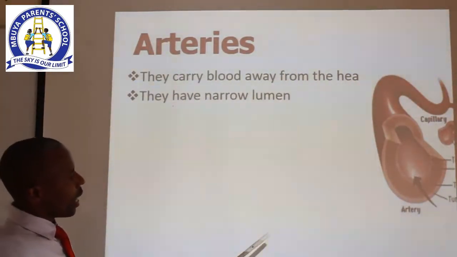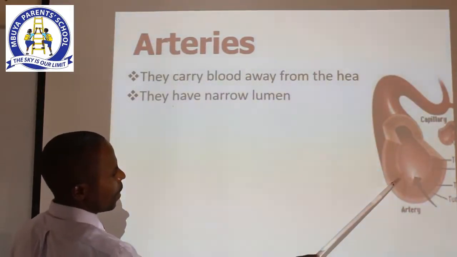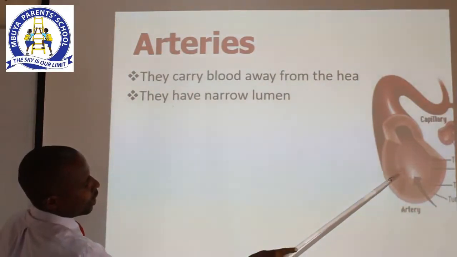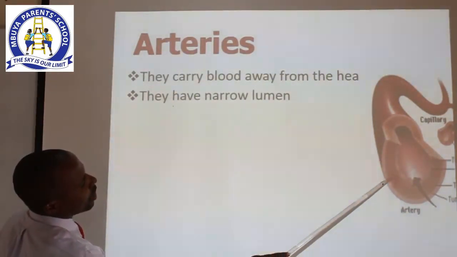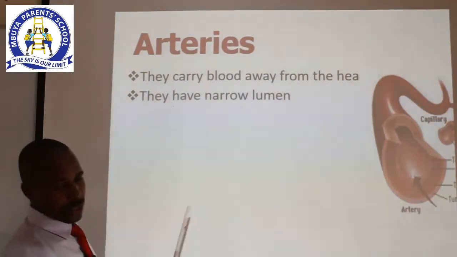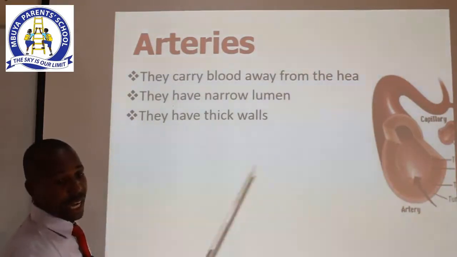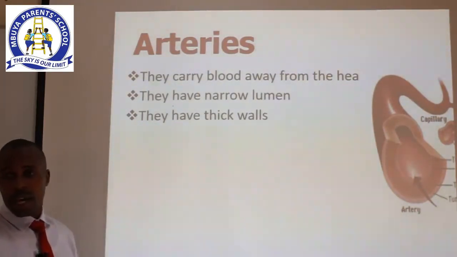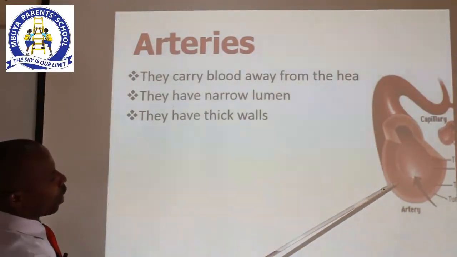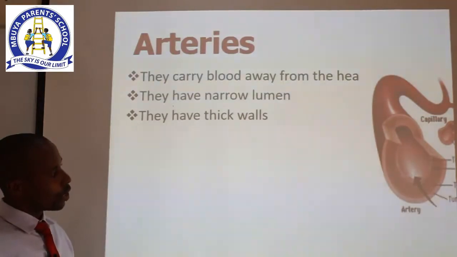Let us look at the thickness of the muscles here. This is the part we are talking about. These are the walls. Now we find that the arteries have thick walls. They have these thick walls because these arteries carry blood at a higher pressure. Another thing we can say is that arteries carry blood at a higher pressure.